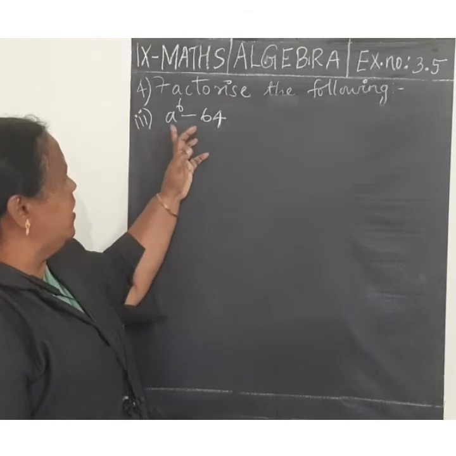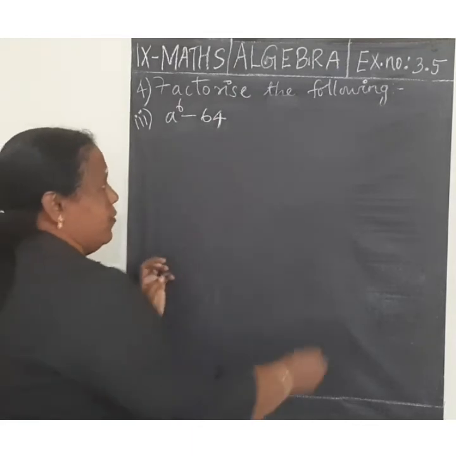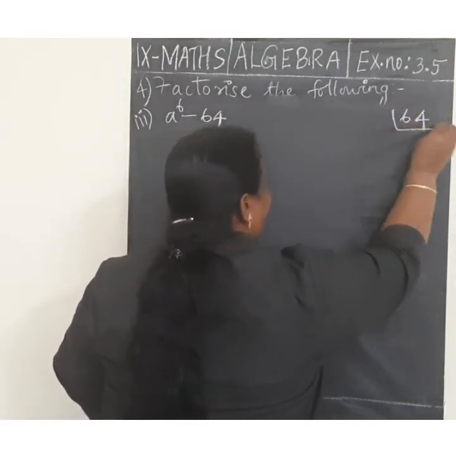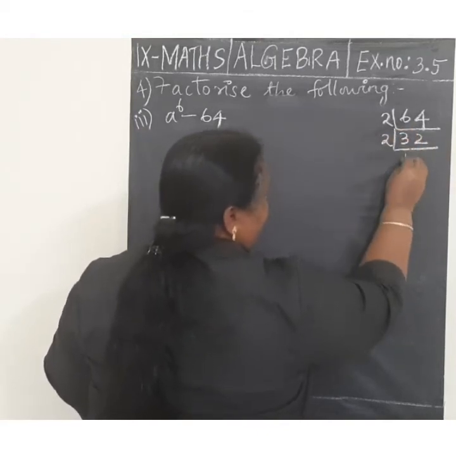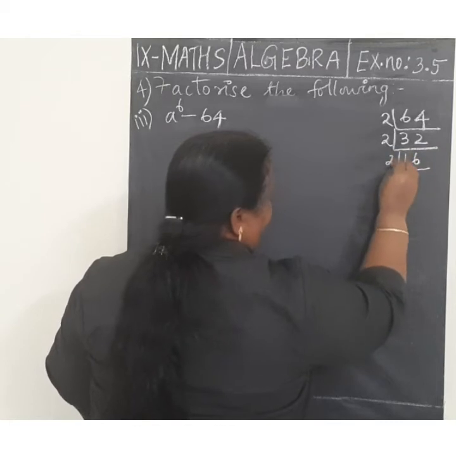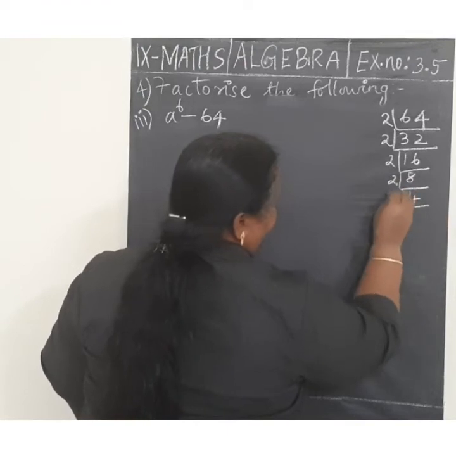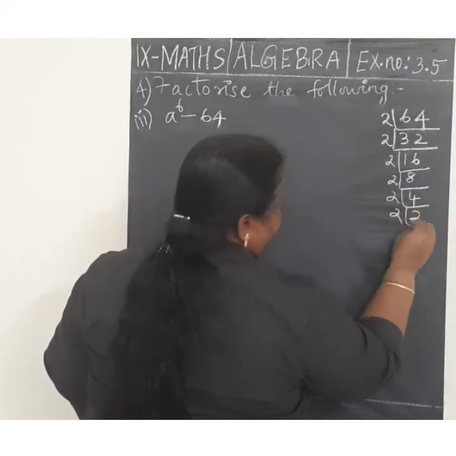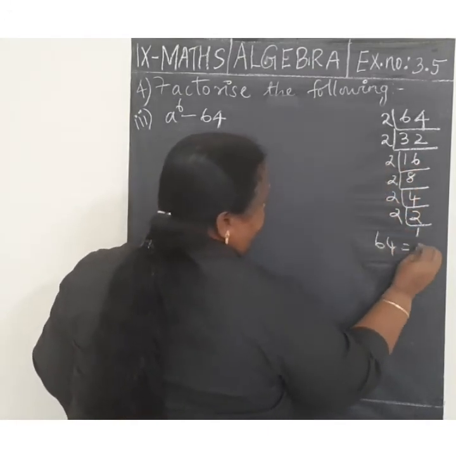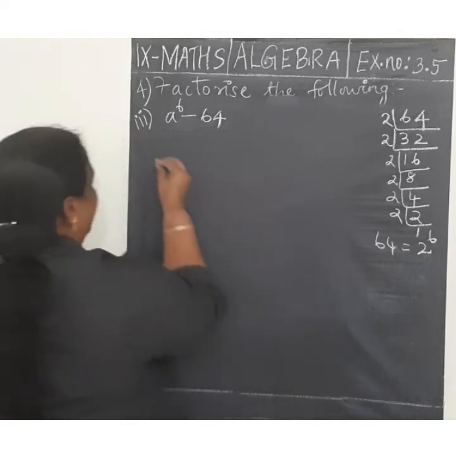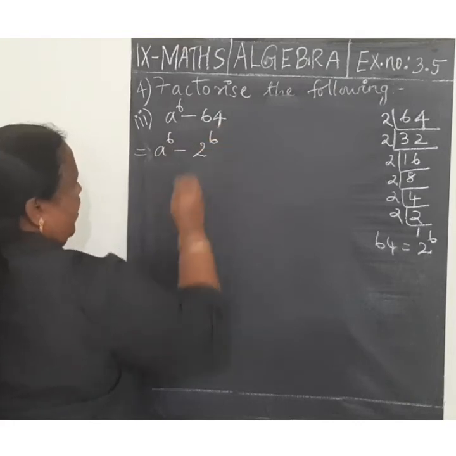Now third subdivision, a power 6 minus 64. Here, for 64 we have to do prime factorization first. 2 times 32 is 64, 2 times 16 is 32, 2 times 8 is 16, 2 times 4 is 8, 2 times 2 is 4, 2 times 1. So how many times? 1, 2, 3, 4, 5, 6. This 64 we can write as 2 power 6. So I will write this one as a power 6 minus 2 power 6.